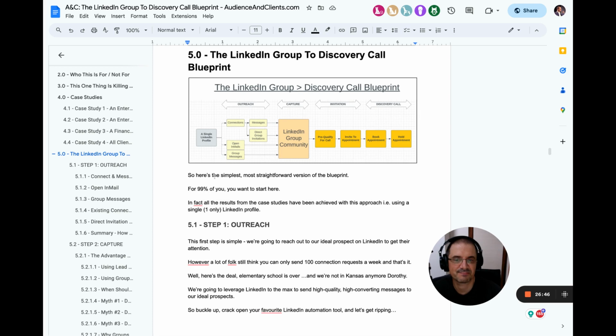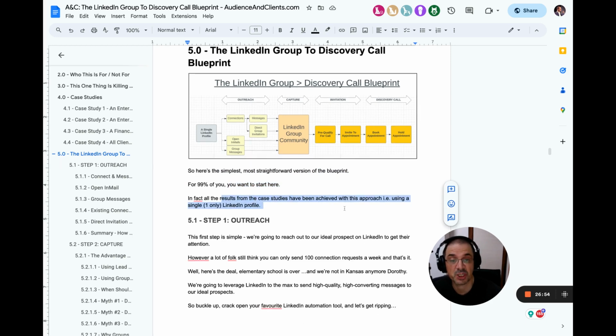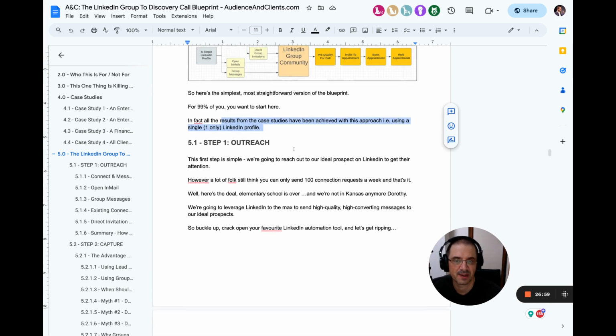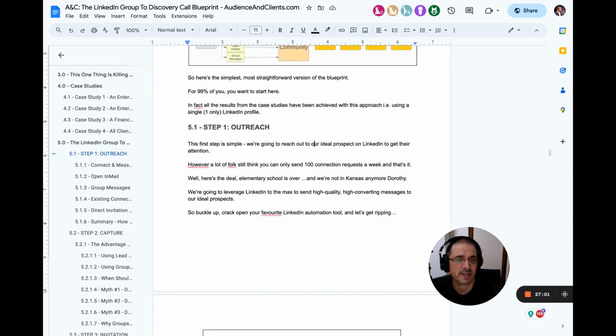It's the simplest and most straightforward version of the blueprint. And for most of you, that's where you want to start. In fact, all of the results in the case studies have been achieved with this approach. So what is step one? Step one is outreach. And this is simple. We're going to reach out to our ideal prospect on LinkedIn to get their attention.